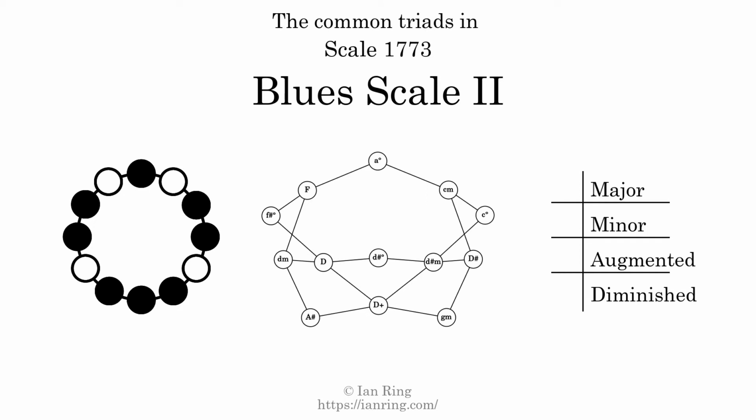0110111011101. Here are the common triads present in this scale. The diagram in the center is a graph of parsimonious voice leading between triads. There are 4 major triads. There are 4 minor triads. There is 1 augmented triad. There are 4 diminished triads. Here is a Hamiltonian path of parsimonious voice leading that uses all the triads.